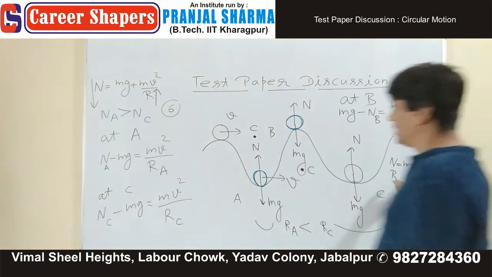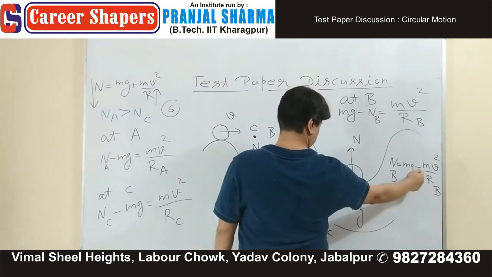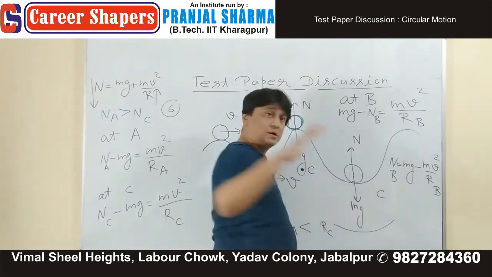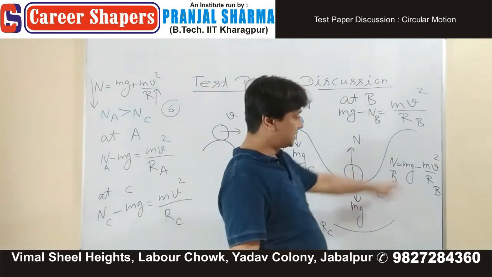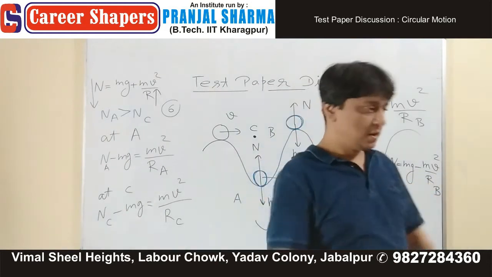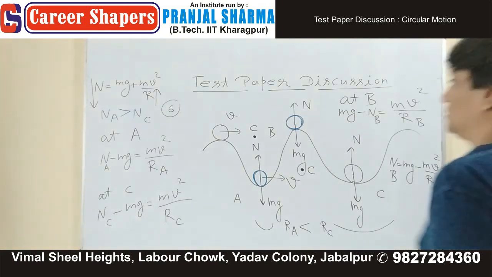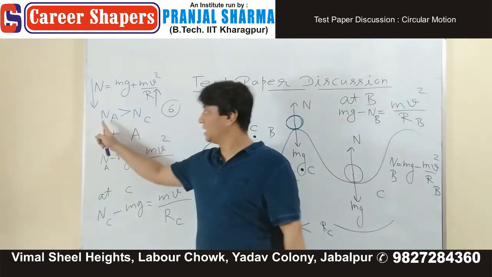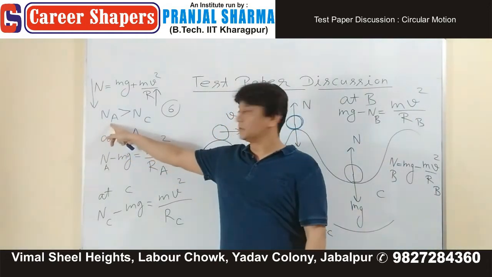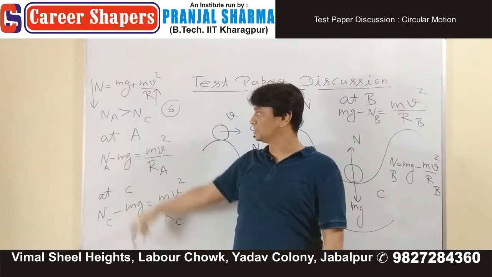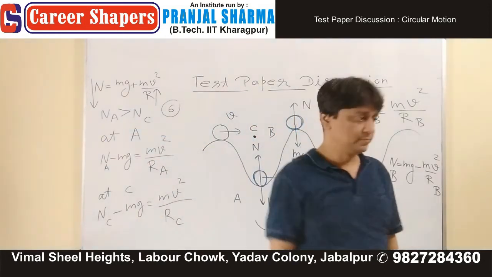At B, you can see the normal reaction is mg minus mv square upon r. You're decreasing the term of mv square upon r. And the last option says they are same at all the points. The correct answer is what? N at A is the maximum. Normal reaction is maximum at A.